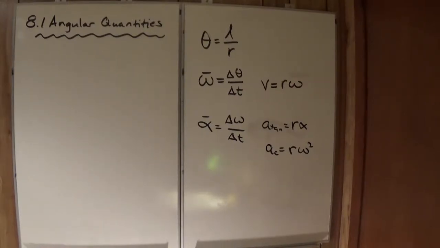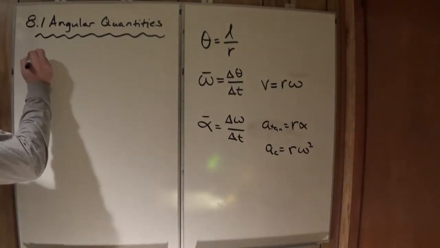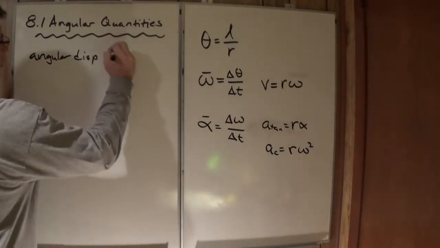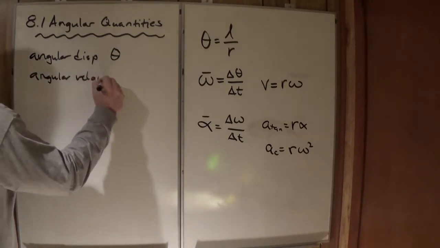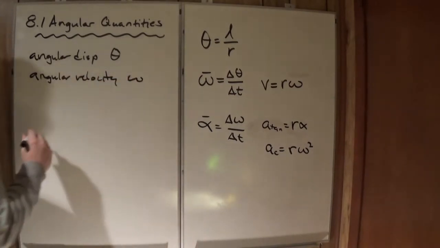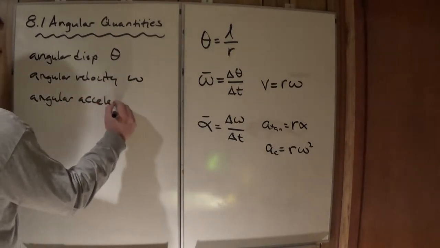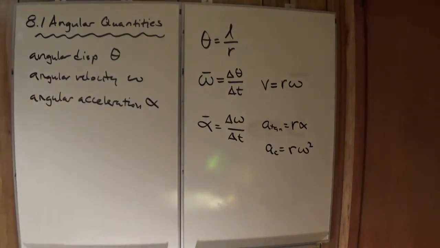First we need to talk about the things that we're going to measure in the rotational kinematics unit. So we're going to measure angular displacement, theta, we're going to measure angular velocity, we use omega for that, and we're going to measure angular acceleration, and we use alpha for that. So we just want to review how we find each one of these and what they actually mean.